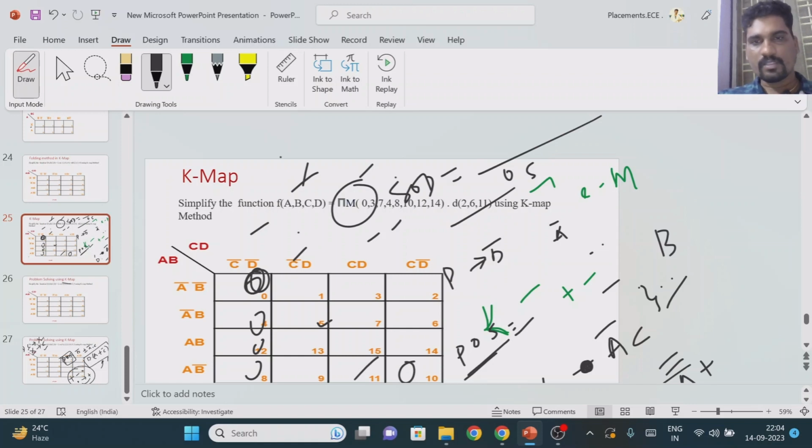Or I have given a shortcut that will be very helpful. If it is complemented, you remove the complement. If not complemented, you make it a complement for the variable. If you find the product term, meaning dot, you replace it with the plus. You don't need to apply De Morgan's theorem. So we have completed how to solve the K-map by using the POS function.